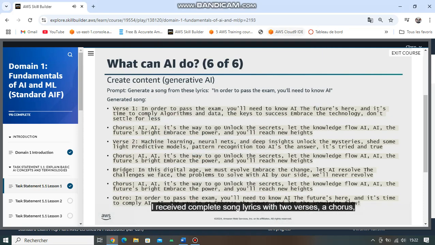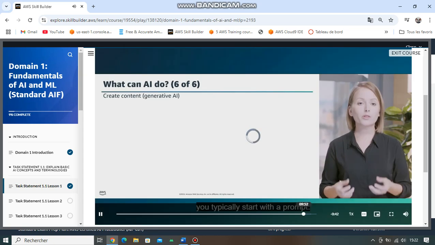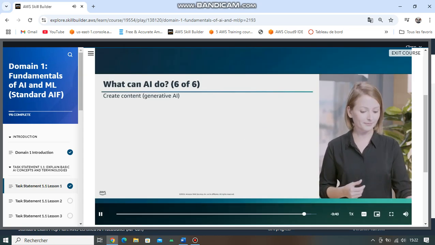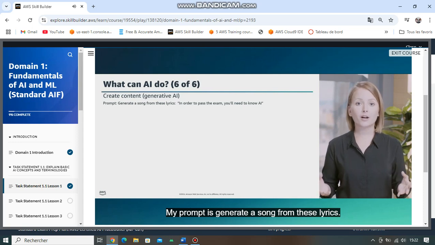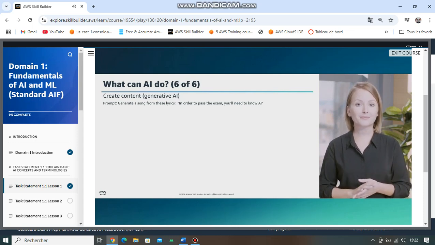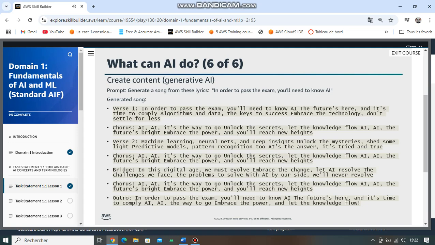Lyrics with two verses, a chorus, bridge, and outro with a prompt. My prompt is generate a song from these lyrics. In order to pass the exam, you'll need to know AI. And here is the response.